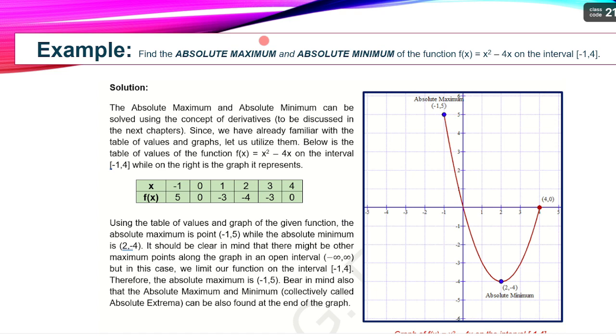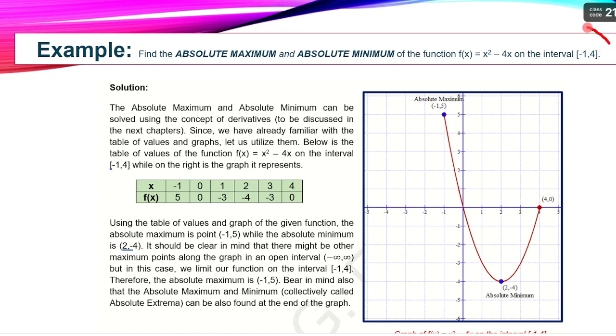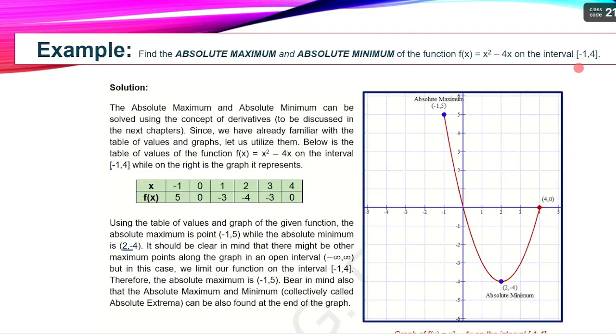Okay, so let's try to look at it. Let's find the absolute maximum and the absolute minimum of the function x squared minus 4x on the interval negative 1 and 4, meaning from negative 1 to 4, x is negative 1 here and then 4 here.